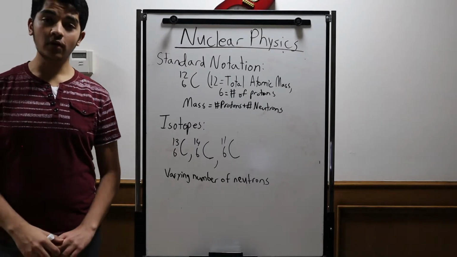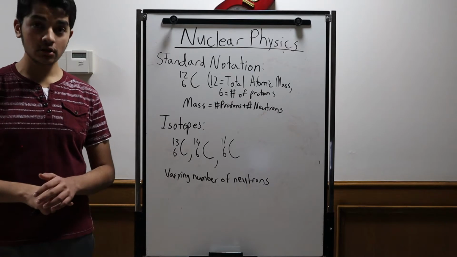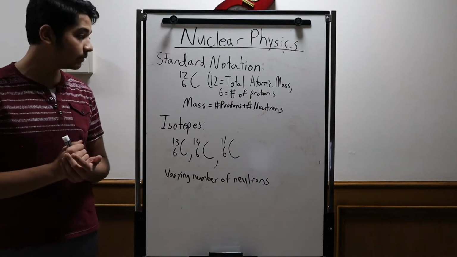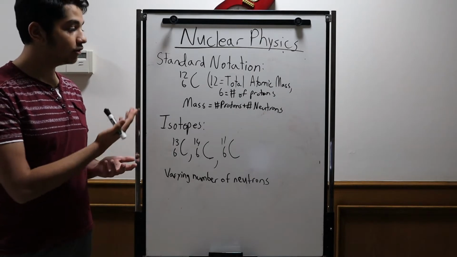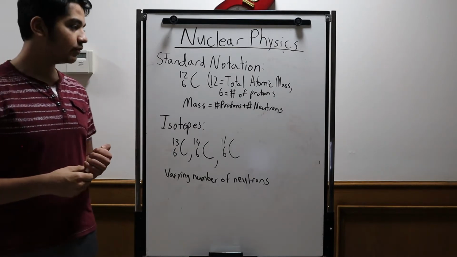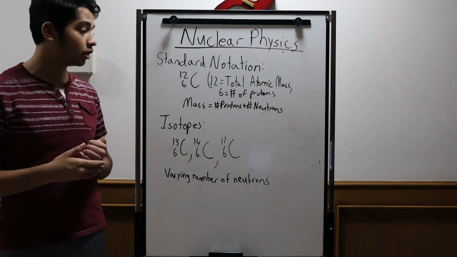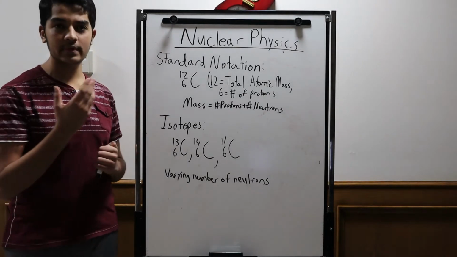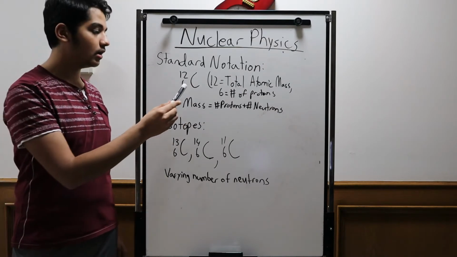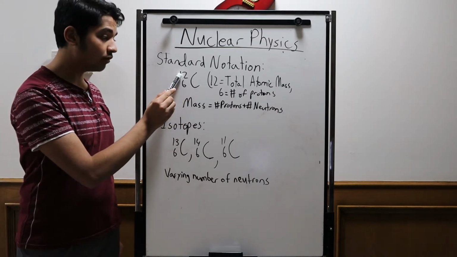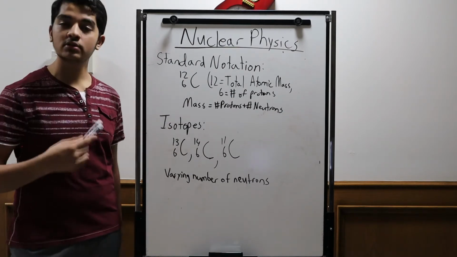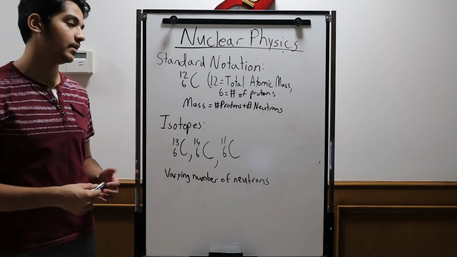So before we move on to the next section, it's important to know the standard notation of how we write atoms of elements in notation like this. It's similar to what you do in chemistry. So let's say we have an atom of carbon 12. The way you would write that is you would have a carbon symbol, and beside it you'd have a 12, which is the atomic mass, and a 6, which denotes the number of protons in that element.